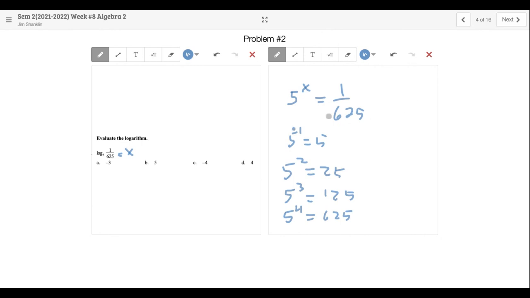But what if I put a negative here? 5 to the negative first is 1 over 5. 5 to the negative second is 1 over 25. 5 to the negative third is 1 over 125. 5 to the negative fourth is 1 over 625. That's what a negative exponent does. It just puts a 1 on top, right? So that is how I would come up with that answer. So the answer is -4. It is correct. All right.